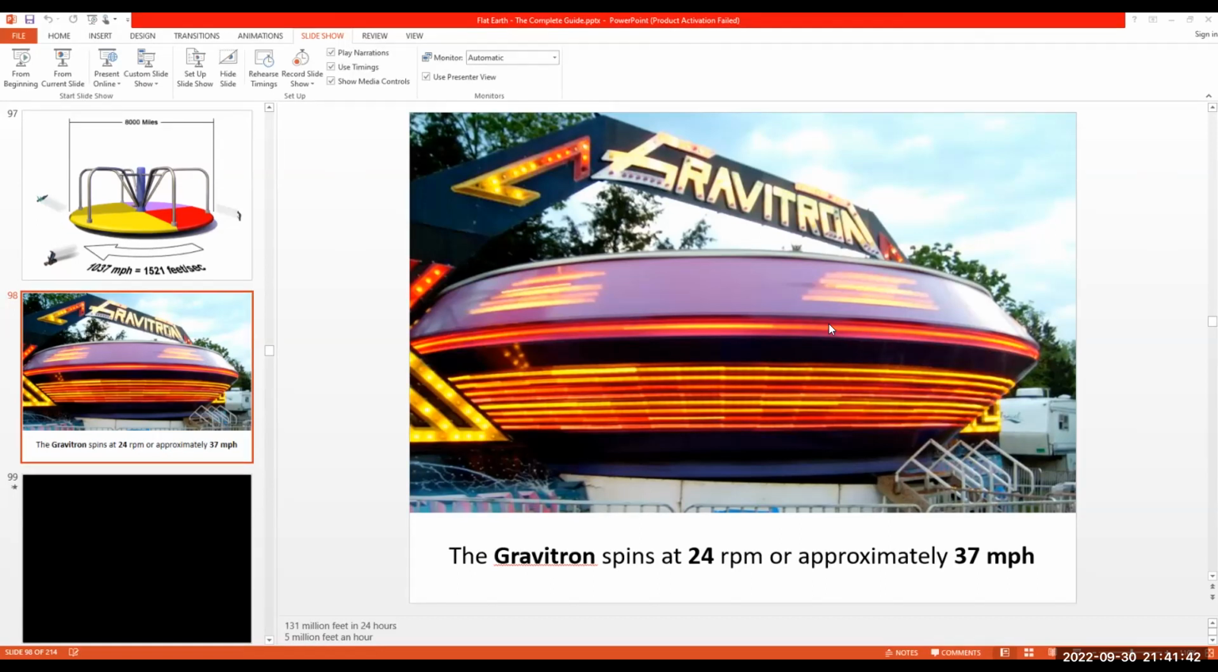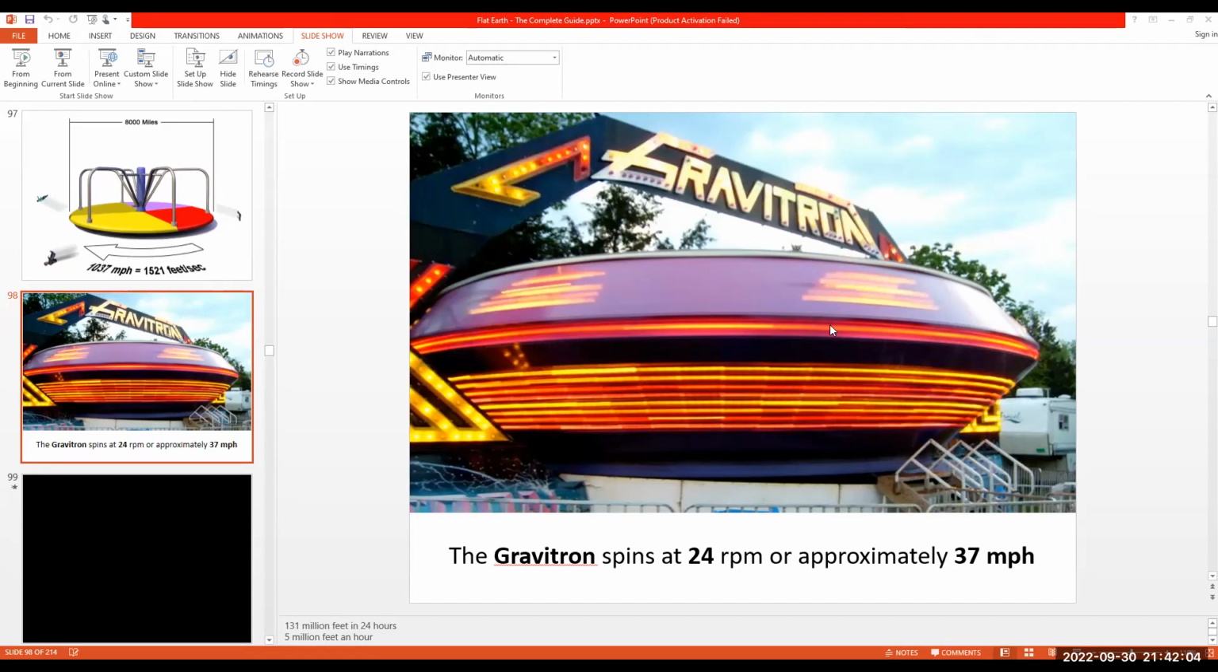If there was no wall there, because we're talking about people standing on the outside edge of that gravitron, you would be flung off. There's no way you'd be able to stay on there. Gravity will not have an effect. It's not strong enough to stop you being flung off at that speed.